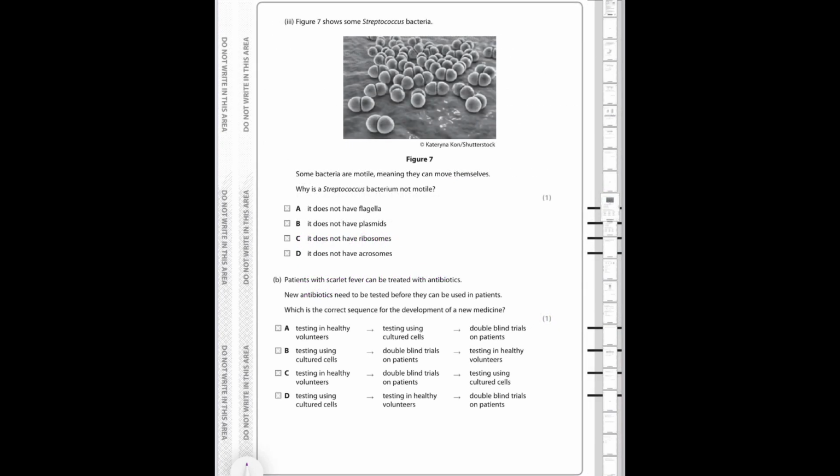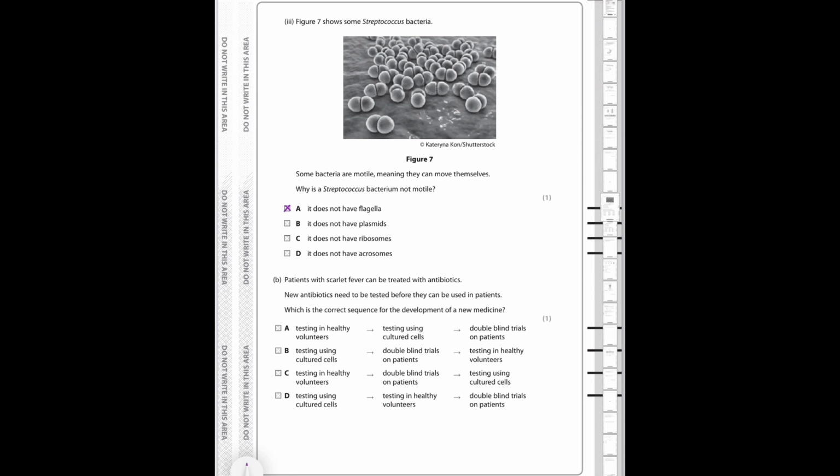In this part of the question, we're shown figure 7, which is showing us a microscopical picture of the bacteria. It says some bacteria are motile, meaning they can move themselves. Why is Streptococcus bacterium not motile? The correct answer there is because it does not have flagella. Flagella is like the tail which helps it move around.